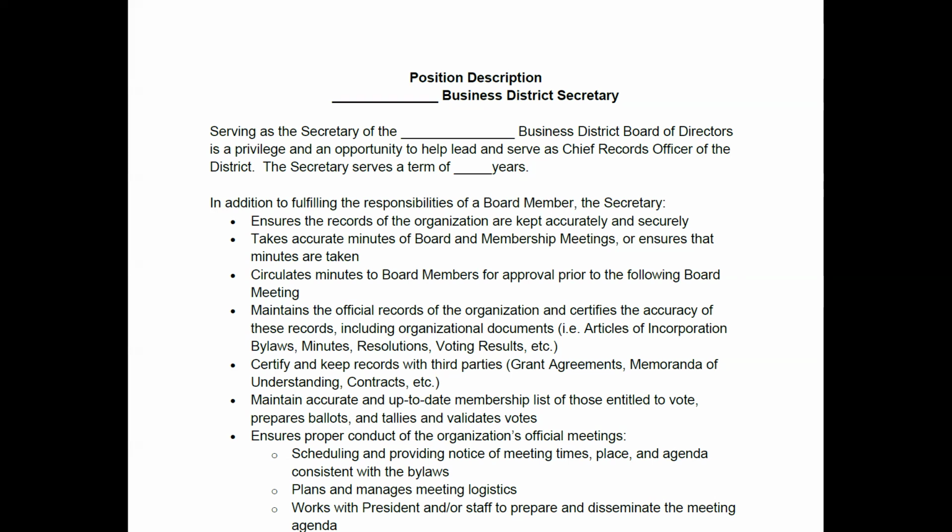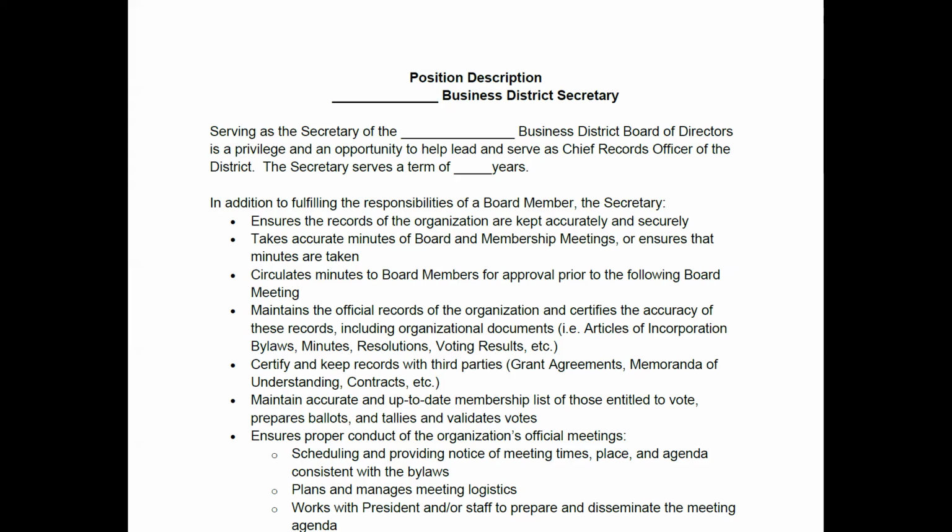The secretary also keeps the records of the organization. So in addition to minutes, the other organizational documents, such as the articles of incorporation, bylaws, resolutions, voting results. A lot of districts have all this information in a Google Drive or a Dropbox, something like that. So the secretary should have access to this drive and be the person who is continuously adding new documents to this drive, organizing the drive, making sure that these documents are available when needed.